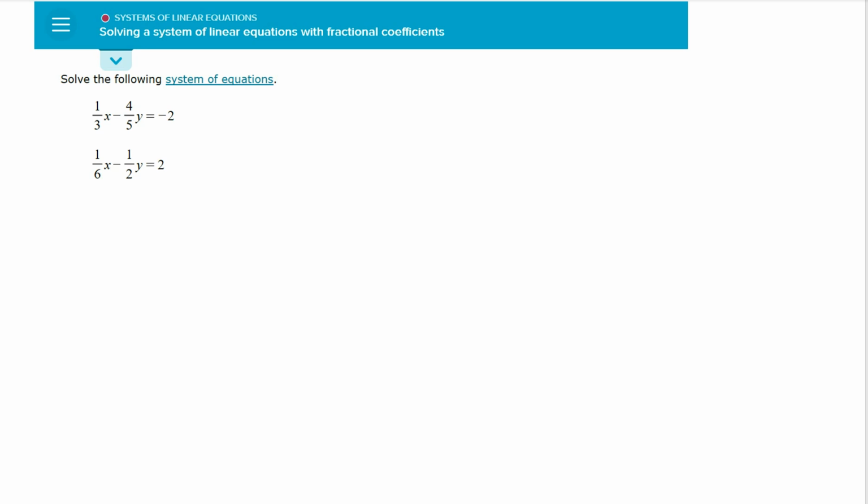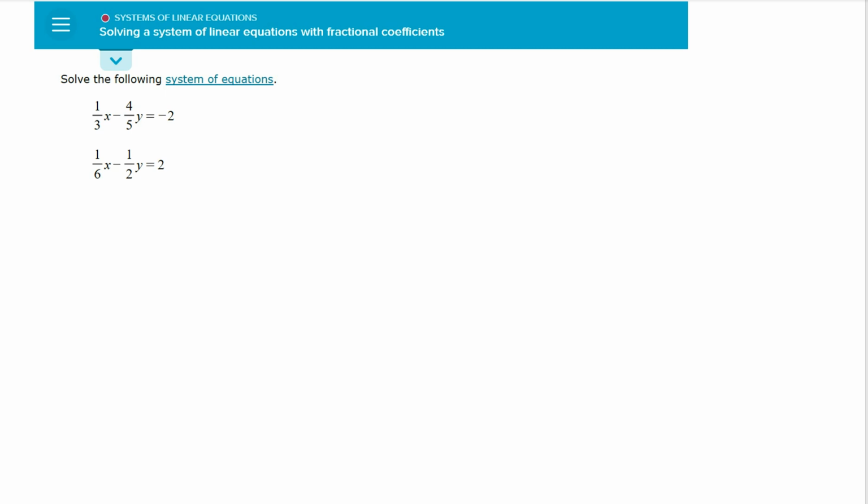Okay, you're solving a system of linear equations, but it has fractions in it. So, first thing I'm going to do is get rid of the fractions. Get them out of there. They're causing problems. So, each equation, though, has to be dealt with separately.